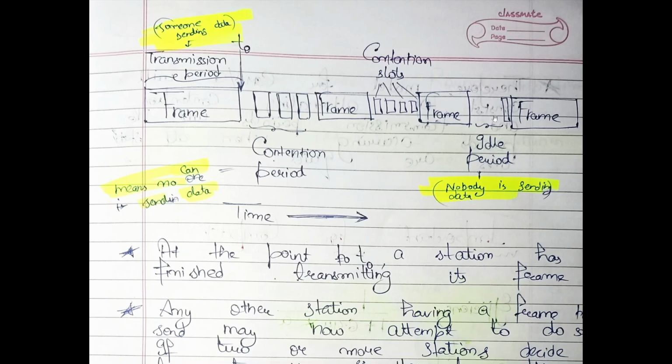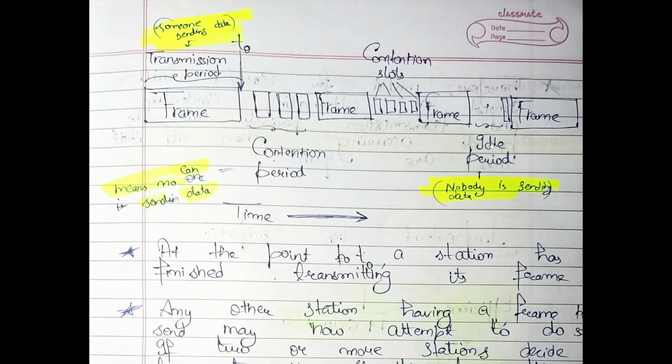idle period. Idle period means that a station is eligible: if that station wants, then it is eligible to send a frame, though at this very moment no station is trying to send a frame or sending a frame.